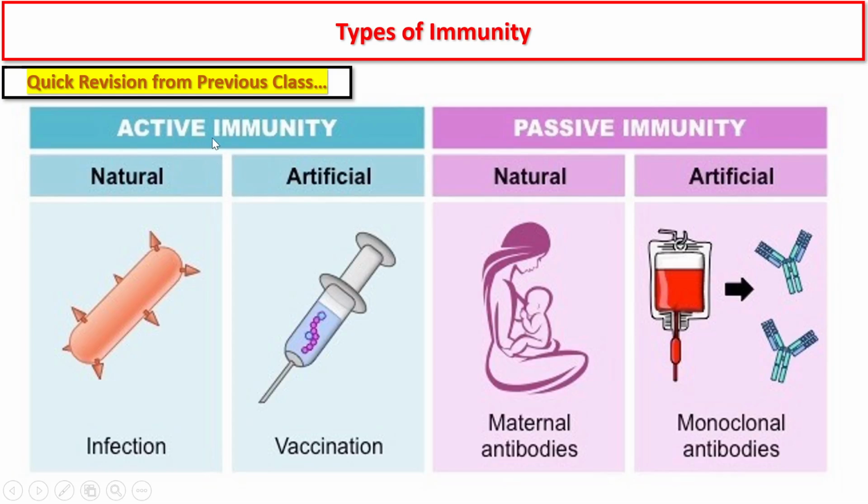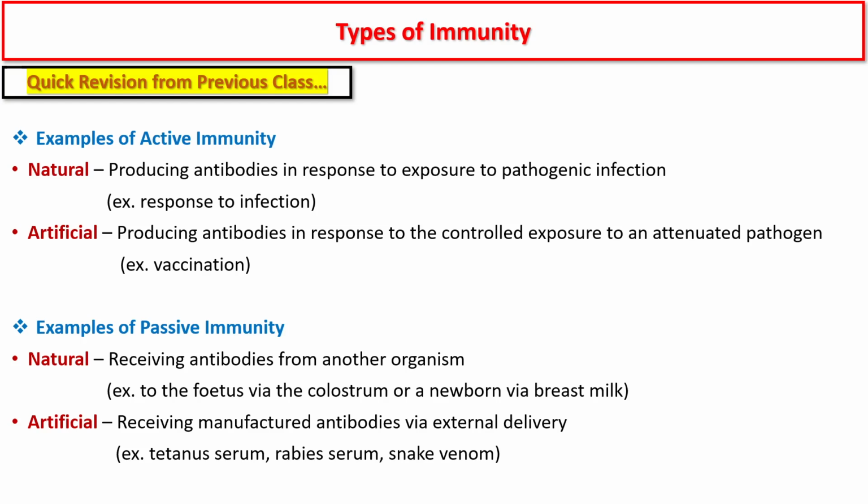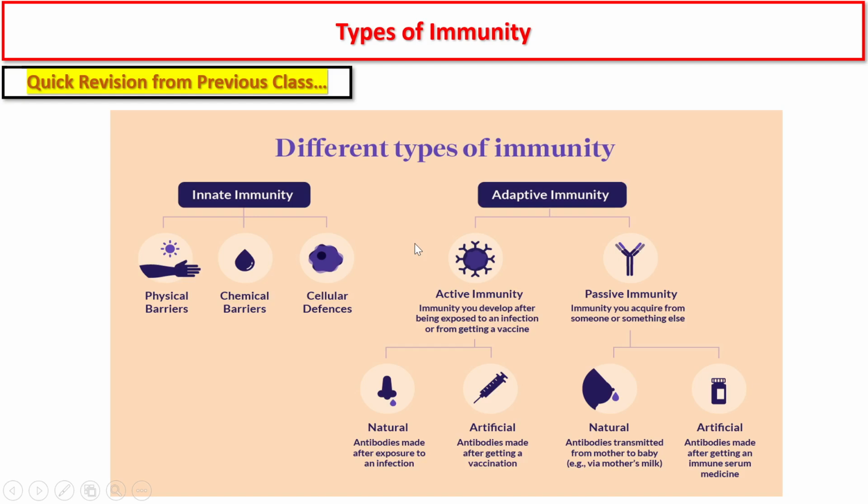So you can see here, active immunity is natural from the infection, and artificial active immunity is from vaccination. These are the active forms of immunity, where our body develops immunity against these two things. When we talk about passive immunity, we are getting pre-formed antibodies, naturally from our mother and artificially from monoclonal antibody therapy. So this comes under passive immunity. This is a quick revision from the last class, the same thing I have discussed right now.